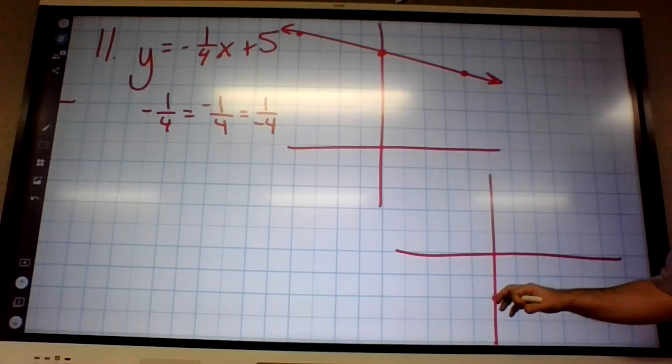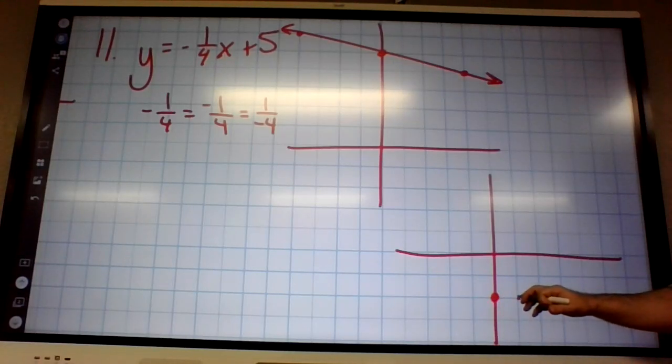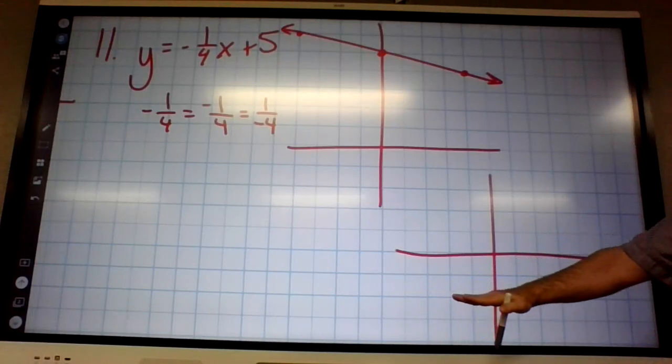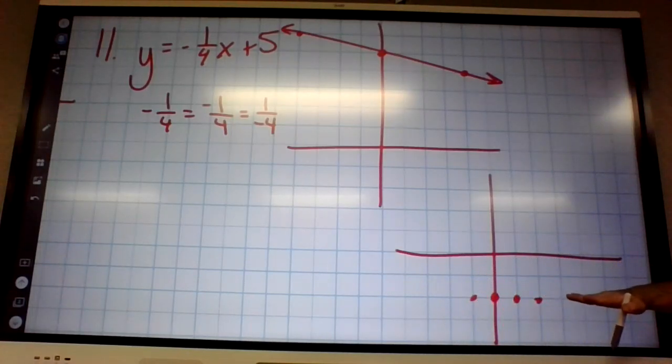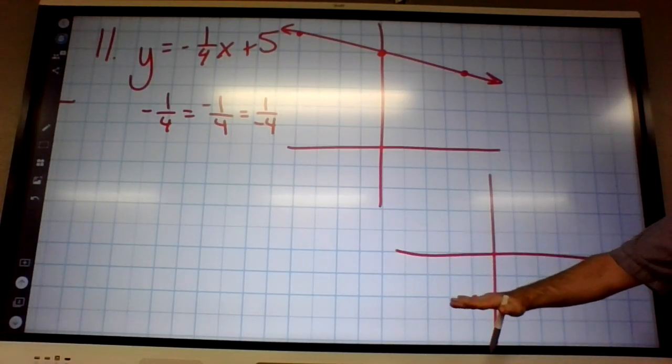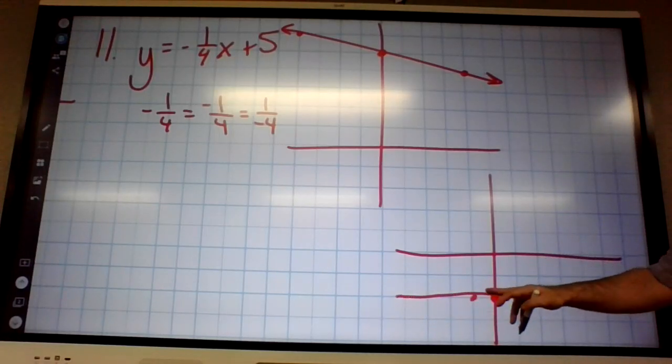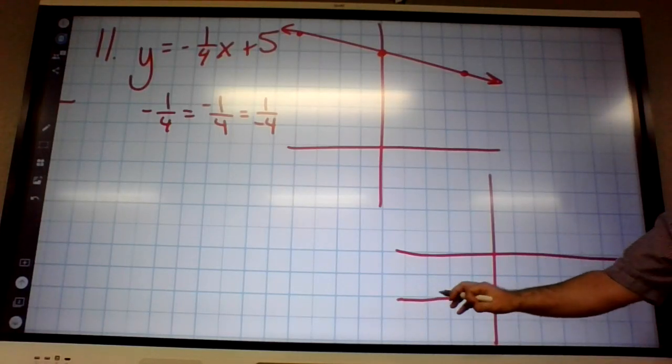This is 0, negative 2. This is 1, negative 2, 2, negative 2, negative 1, negative 2. So all the y values that are negative 2 are down here. So you go down 2 on the y-axis and draw a horizontal line. Y equals always looks like this.